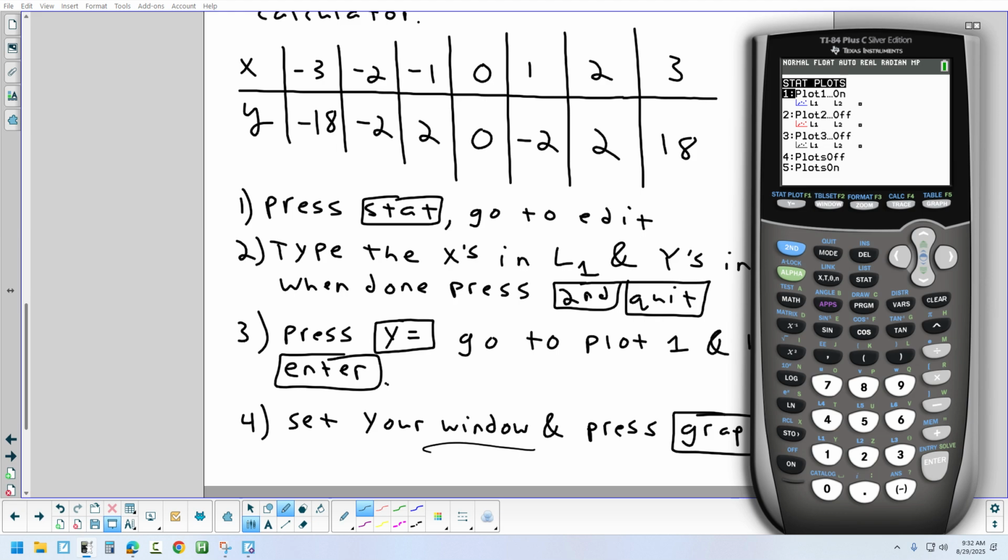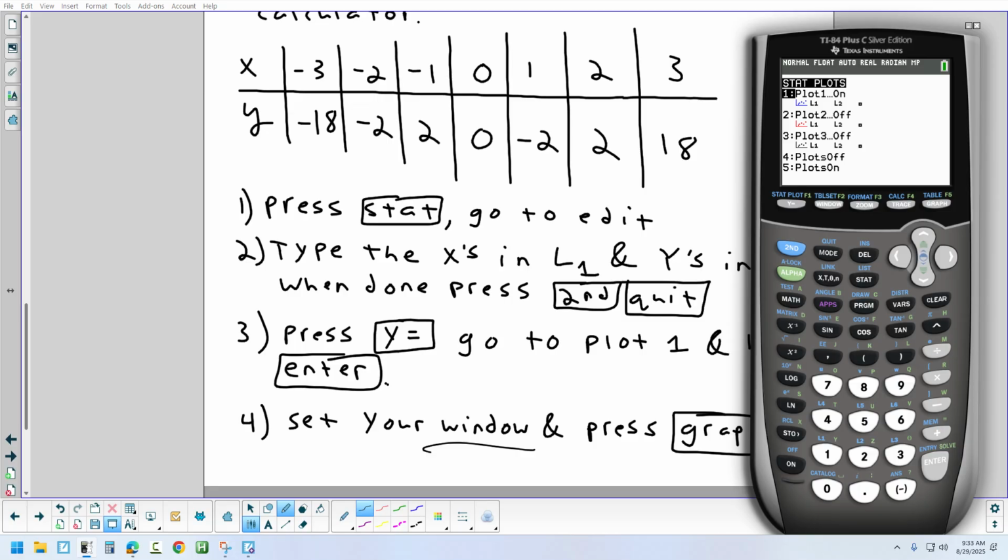So mine's gonna do dots, someone else's is gonna connect the dots. I don't really care about that. I could change it if I wanted to. I could go into the settings and adjust it, I can make a bar graph, I could do all kinds of things. But everyone's plot 1 says on, and does it say L1 and L2 right below it? Okay. If it didn't say L1 and L2, we'd have to fix that, but it shouldn't unless you or someone before you changed something that I didn't say to change. Okay, so we checked that.